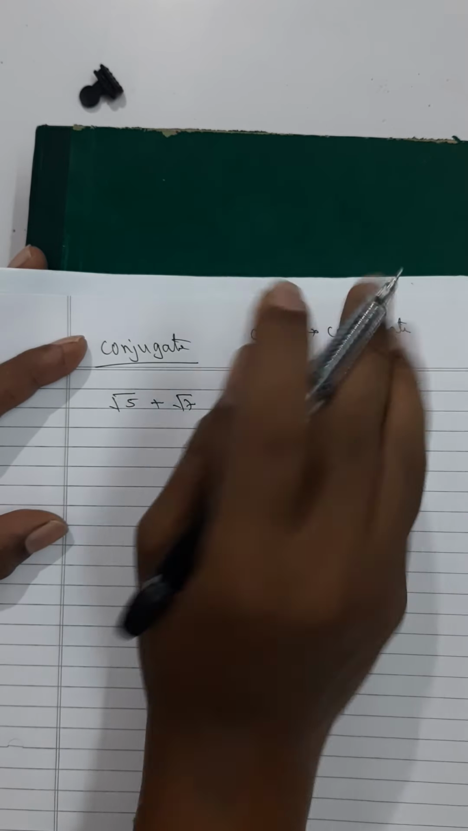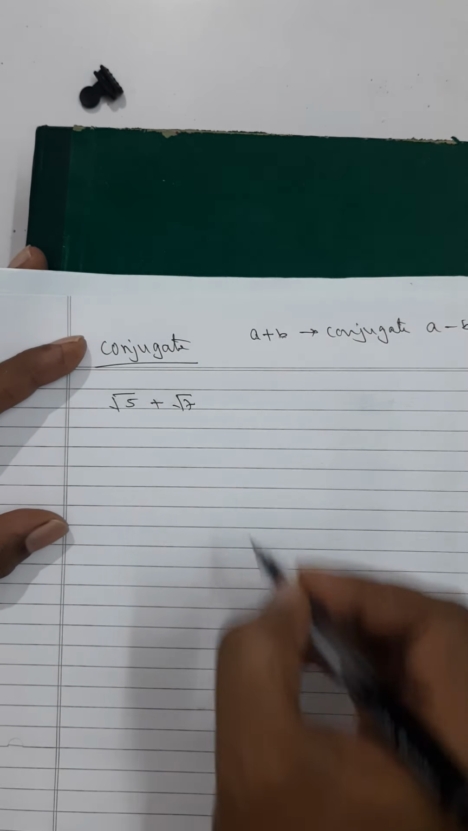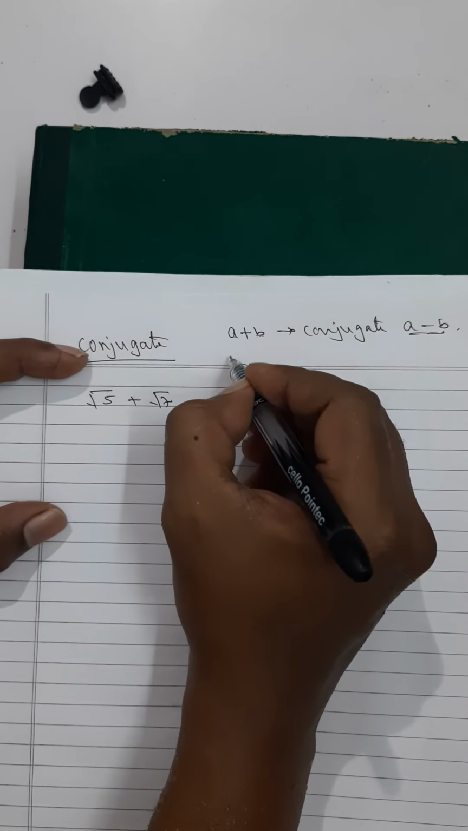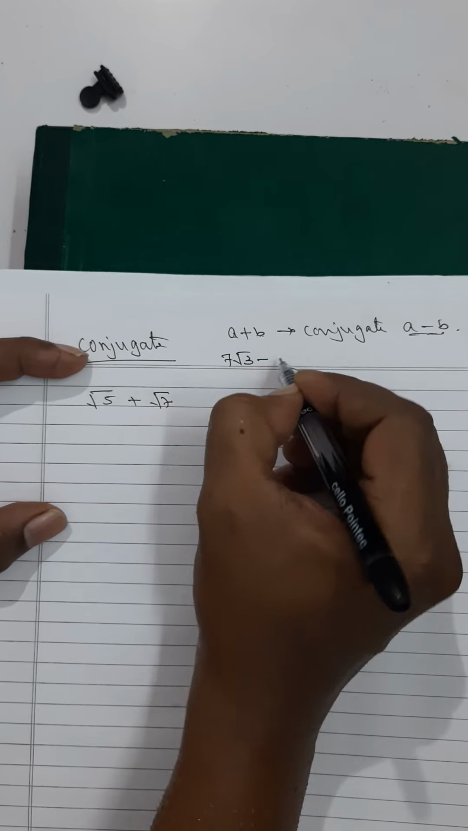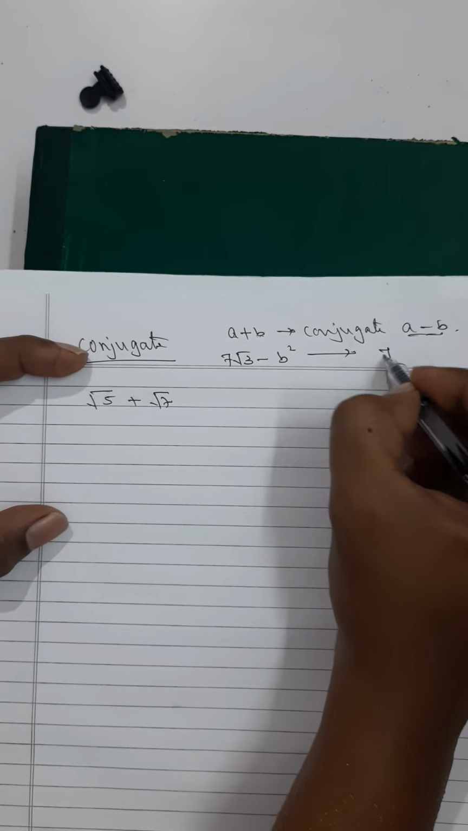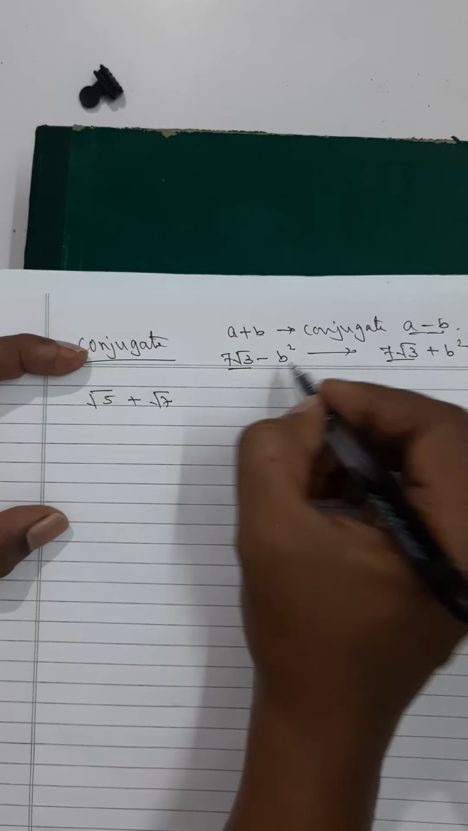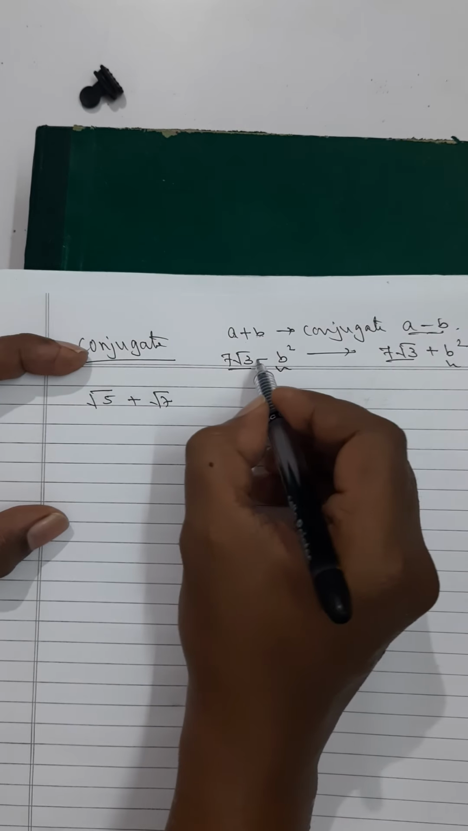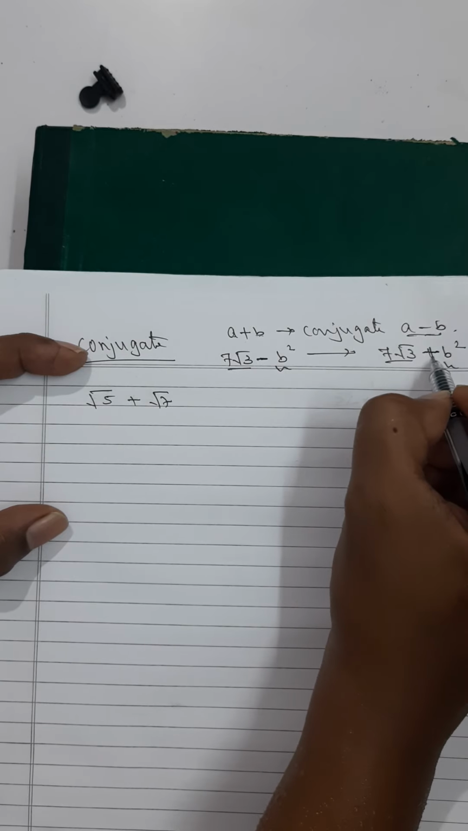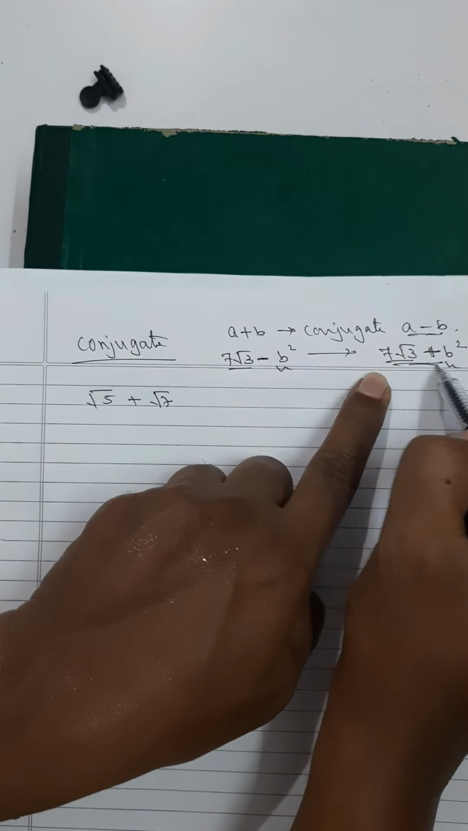Keep the first and second term the same, except change the sign. a minus b will be the conjugate of a plus b. Supposing I have 7 root 3 minus b square, the conjugate will be 7 root 3 plus b square. See, 7 root 3 are the same, b square are the same, except where there is a minus sign, you have to write a plus sign. You have to just switch the sign, change the sign. Then this is called the conjugate of this.